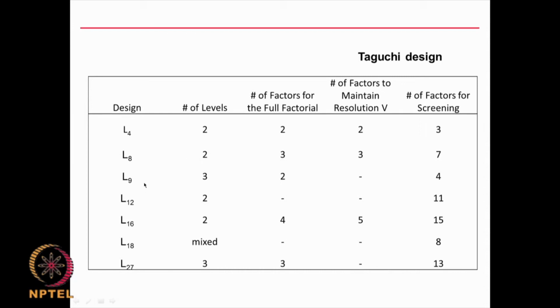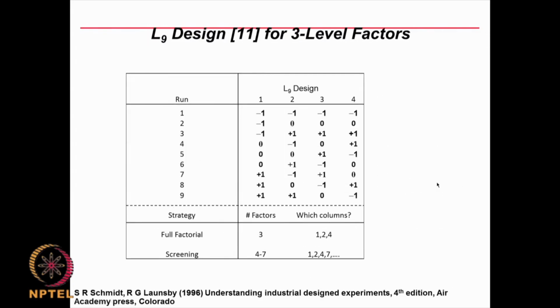Then you have the L9 designs. L9 designs are generally for 3 levels, -1, 0, 1. If I have only 2 factors, it is 3 power 2, which is 3 into 3 is 9. So, full factorial I will get, but I can go up to 4 factors as a screening design. So, 9 runs. As you can see, minuses, zeros, 1s. This is the highest level, these are the lowest level, and this is the middle level.